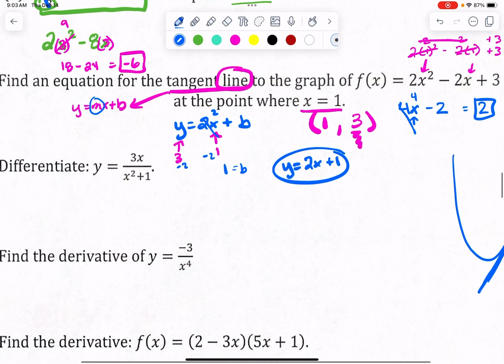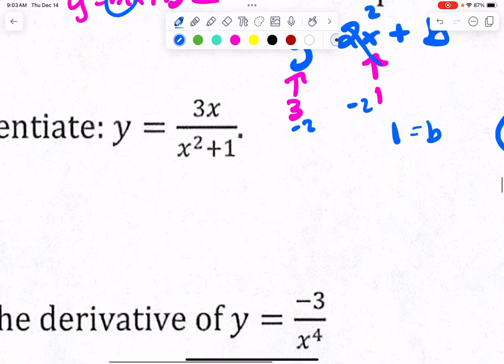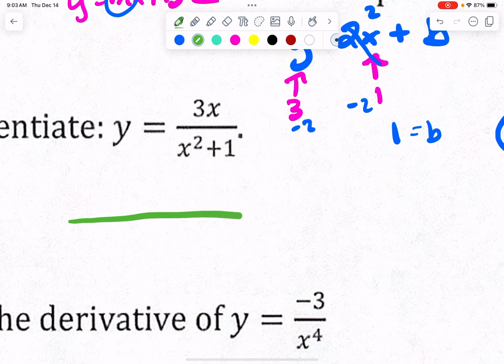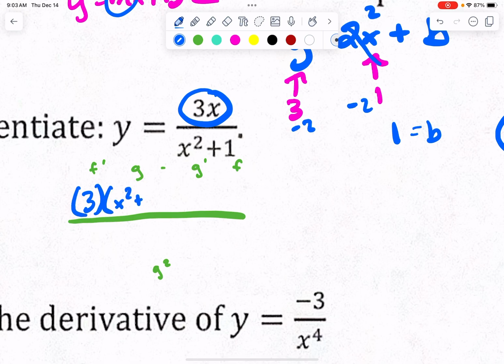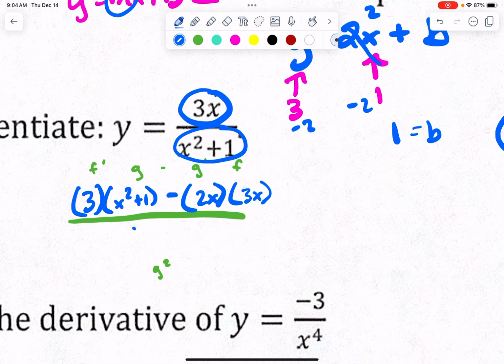Okay, all right. 19, differentiate. This guy we have to use the product rule on, or not the product rule, the quotient rule. So I'll get f prime g minus g prime f over g squared. F prime, the derivative of this guy, is 3. G just by itself is x squared plus 1, minus g prime, this guy's derivative, is 2x times f, which is 3x. And all over x squared plus 1 squared.